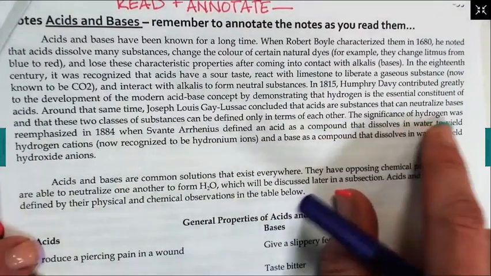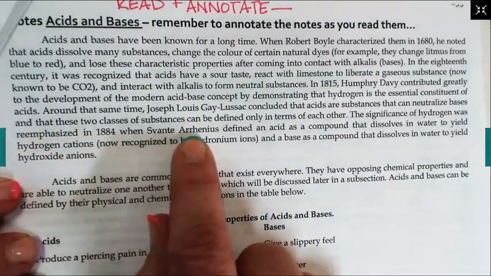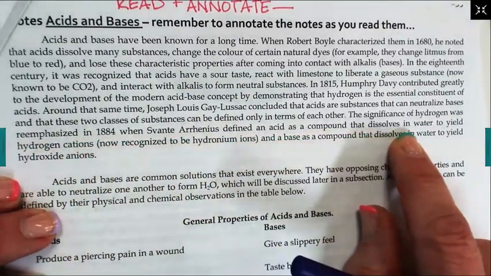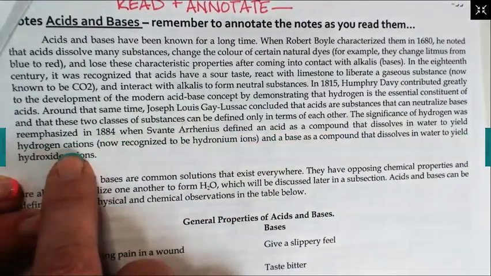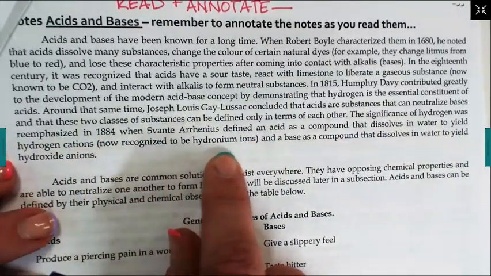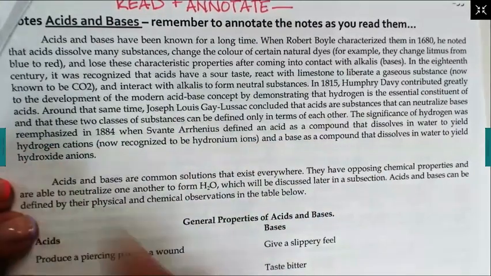The significance of hydrogen was re-emphasized in 1884 when Arrhenius defined an acid as a compound that dissolves in water to yield hydrogen cations. Now we call hydrogen cations hydronium ions. And a base is a compound that dissolves in water to yield hydroxide ions.